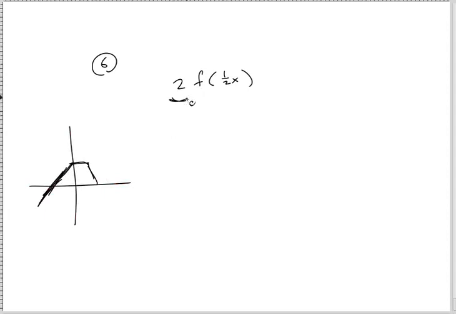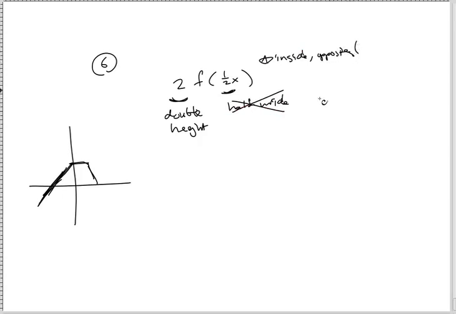Well, this 2 on the outside is supposed to double the height. And that 1/2 on the inside is horizontal. It's not going to be half as wide. That's actually incorrect, because inside what? Inside opposites. So it's not half as wide. It's double the width. It's twice as wide. So it's twice as high, twice as wide.